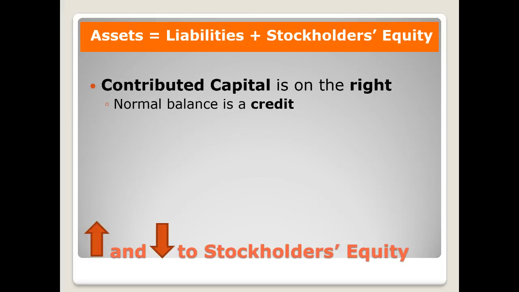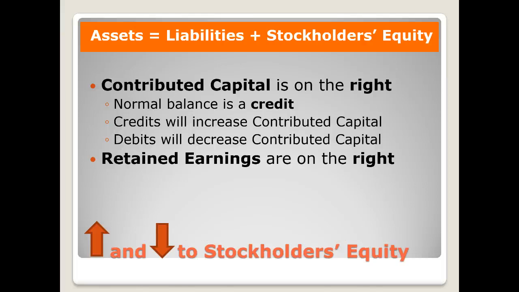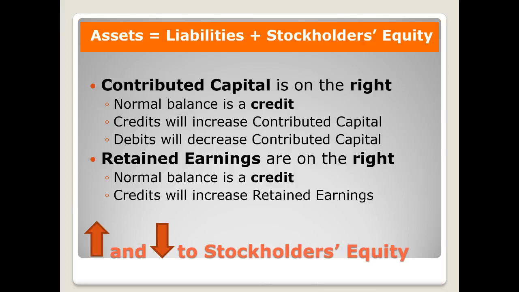Contributed capital is on the right. Normal balance is a credit. Credits increase contributed capital. Debit entries decrease contributed capital. Retained earnings on the right-hand side of the equation, so the normal balance is a credit balance. Credits increase retained earnings. Debits decrease retained earnings. Now, let's move on.